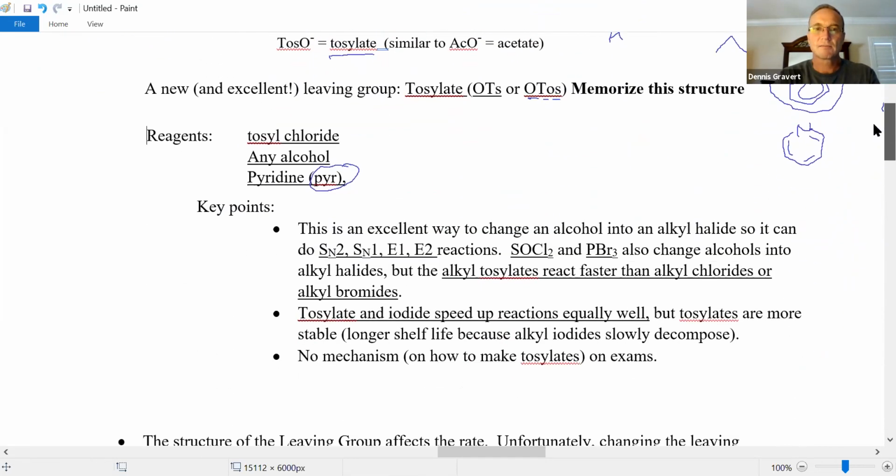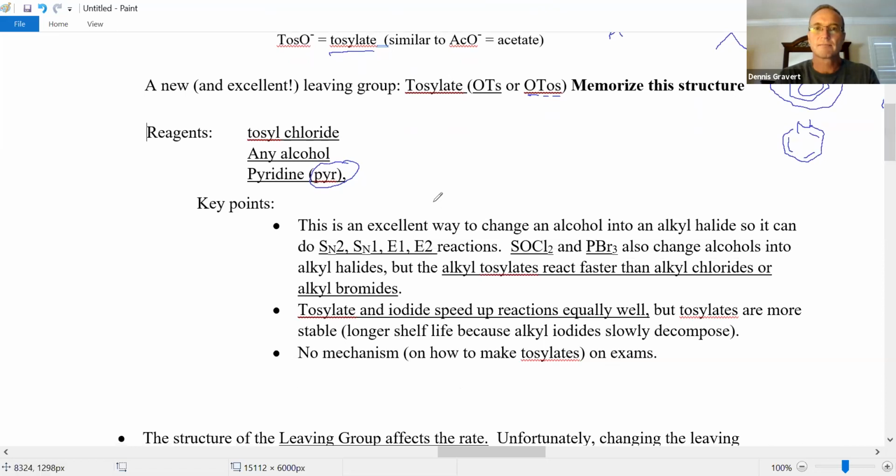Did I miss any other key points? Yeah, this is an excellent way. Tosylate's an excellent way to change an alcohol into an alkyl halide, right? So the alcohols don't do these reactions, but if you modify them by changing them to a tosylate group, they will. The other ideas we saw in a previous video: you can change alcohols into alkyl halides with thionyl chloride, SOCl2, and phosphorus tribromide, PBr3. And that works, but tosylates work faster, so that might be your preference.